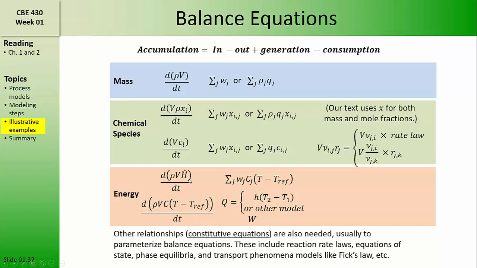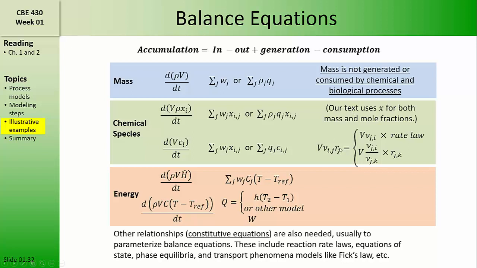H hat represents the enthalpy per mass, which can also be represented by a heat capacity multiplied by a temperature or temperature difference. When accounting for enthalpy entering or leaving, we may also need to account for heat transfer, which will be indicated by a capital Q, and fluid work, which will be indicated by a capital W. Since mass is not generated or consumed by chemical or biological processes, the generation and consumption of mass will always be zero. When writing balance equations for chemical species, whether they're written as mass or mole balances, we may need to account for generation and consumption terms.